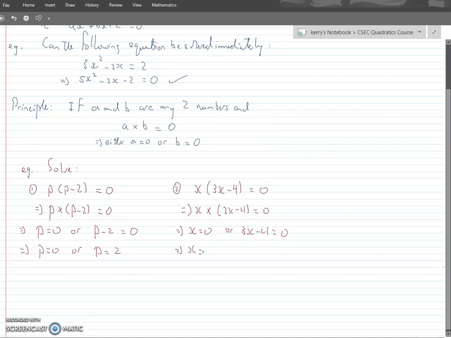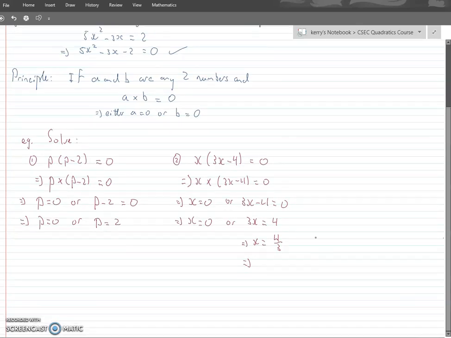So this will give us x is equal to 0, or when we transpose the 4, you add 4 to both sides, it becomes 3x equals 4. And now when you transpose the 3, this is 3 multiplied by x, so this will give us that x is equal to 4 divided by 3. Now, if you're doing this in add maths, you can leave it as an improper fraction, where the numerator is larger than the denominator. But in regular maths, you really should reduce it to a mixed number. If you leave it like this, I don't foresee them deducting any marks from here.